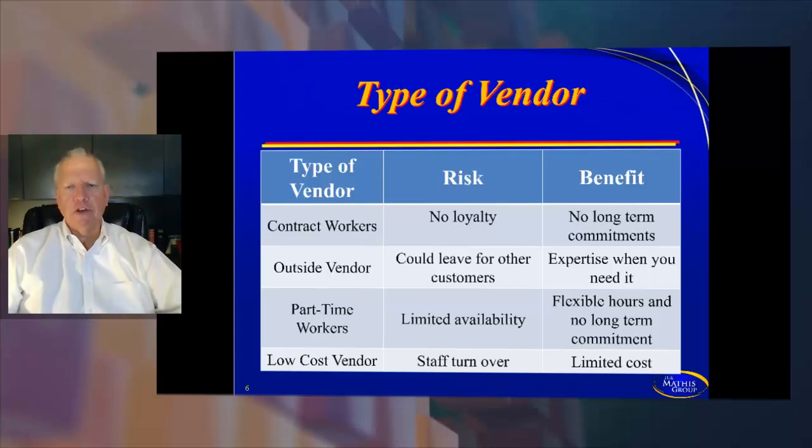Here are the different types of vendors, and sometimes we don't think about it like this. We can have contract workers, which is becoming very common today because organizations are not really wanting to have a long-term commitment to certain type of job specifications. Well, but a contract worker, the risk with a contract worker is there's no loyalty, because many times they're looking for a better contract, or they can be switched over. If they're working for a large vendor, they could be switched over to another organization, and there's no long-term commitments. You can also have an outside vendor, which could leave for other customers. Expertise when you need it, that's the benefit, but the downside of that is that sometimes the person you want is not the person you're going to get. They could have gone someplace else.